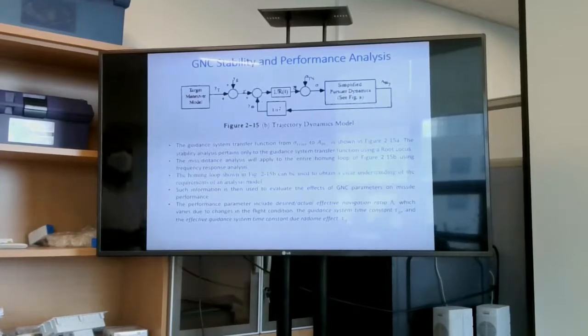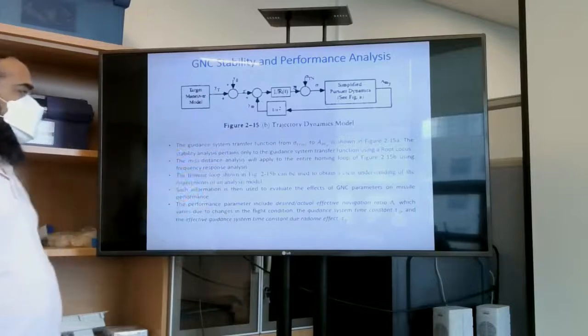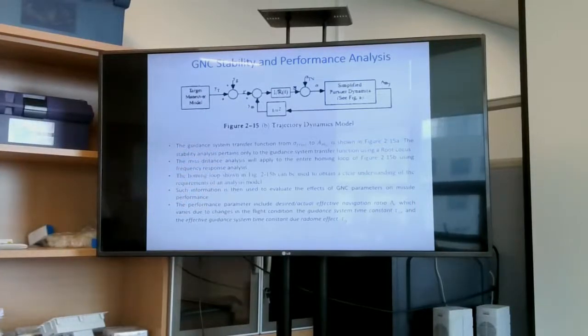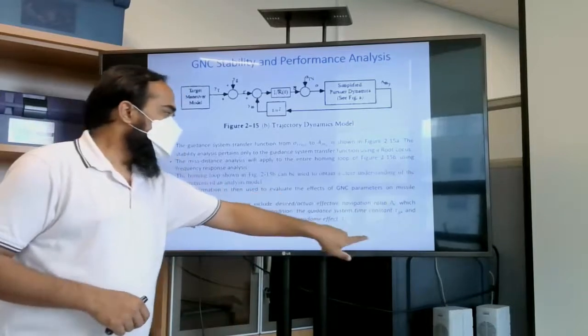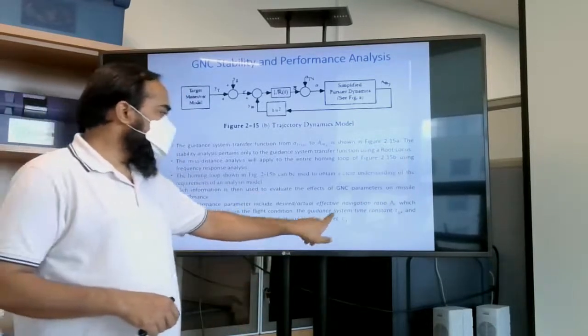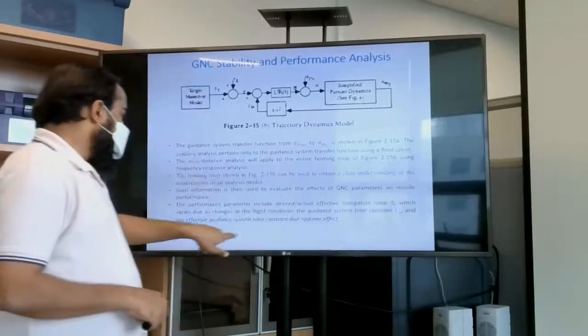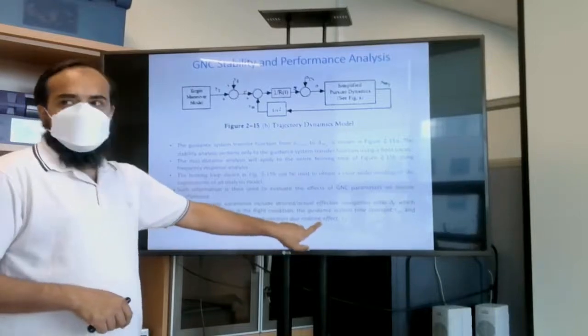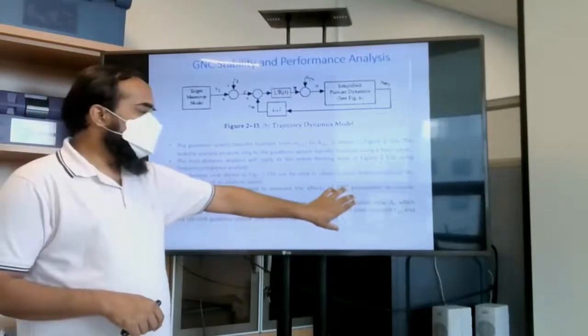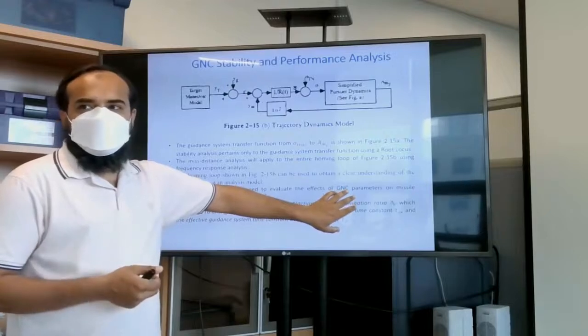And the homing loop in this figure can be used to obtain a clear understanding of the requirements of the analysis model. Such information is then used to evaluate the effect of the GNC parameters on missile performance. Now our performance parameters are the navigation ratio, guidance system time constant, and effective guidance system time constant due to radar effect. These are our parameters to check the performance of the system.